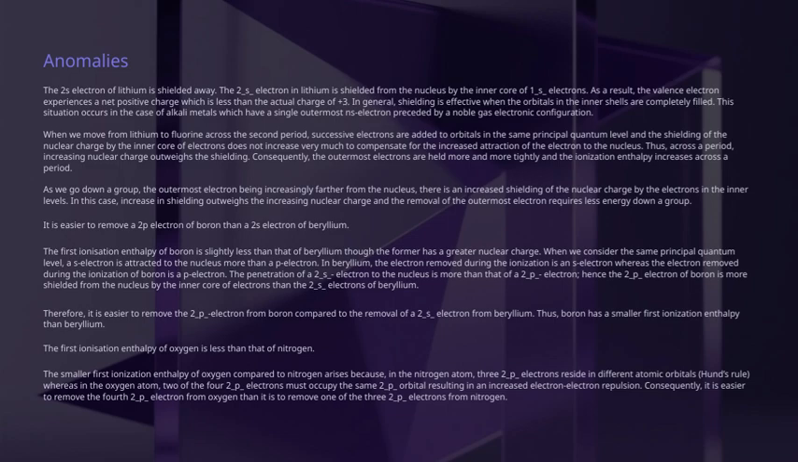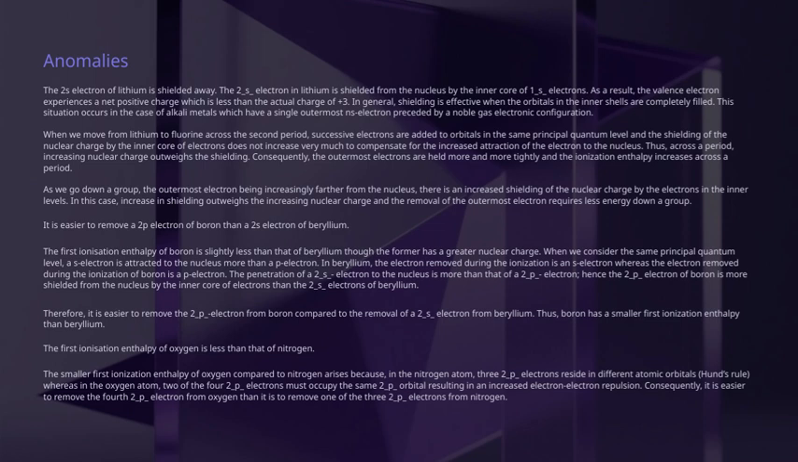In oxygen, however, two of the four 2p electrons must share the same orbital, leading to increased electron-electron repulsion. This repulsion weakens the hold of the nucleus on that electron, making it easier to remove the fourth electron compared to removing any of the three 2p electrons in nitrogen. So overall, the ionization energy of oxygen is less than that of nitrogen.